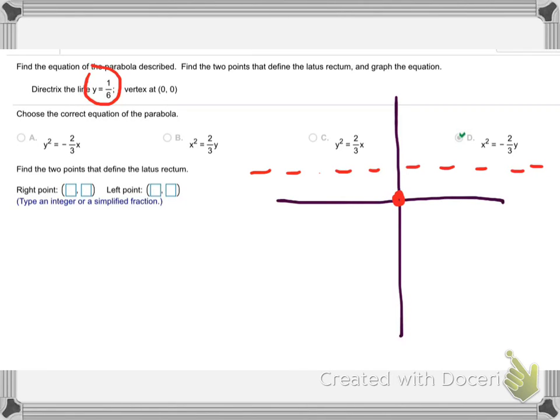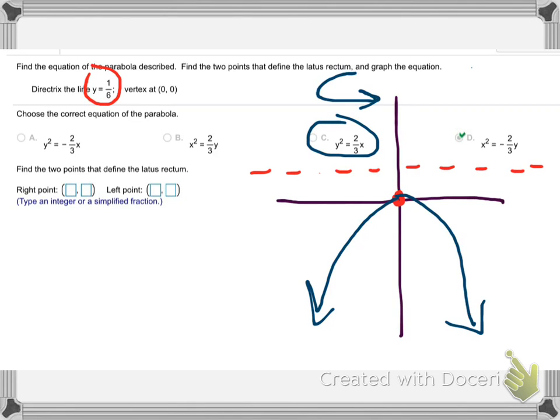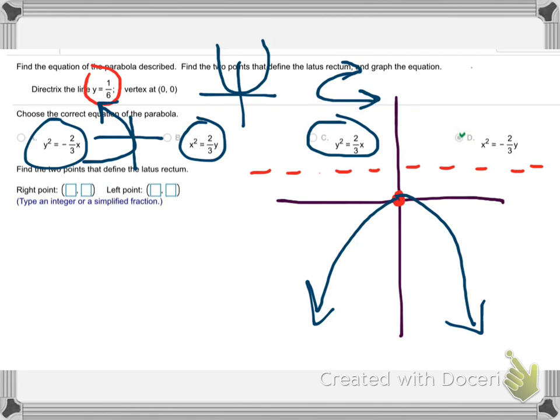All right, so I took the given information, the directrix line and the vertex, and I put it on a graph here. Now I know that this has to be a sad face graph because the directrix is always behind the parabola. So it's going to go like that. This graph right here is a happy face on the side because y is squared. This one is going in the opposite direction because it's got a negative there. This one is a happy face, and so it has to be D, just based upon the given information.